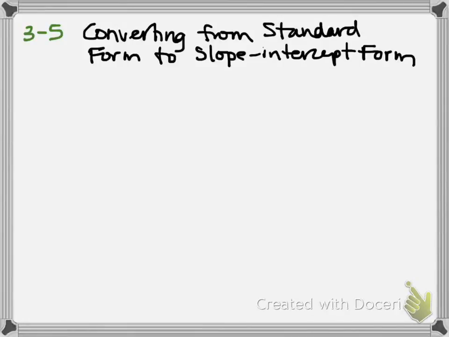So we're going to do one more part to lesson 3-5, and that's converting from standard form to slope-intercept form. So again, the last piece to our pennants. And I would probably say that Thursday, your only job after Thursday work would be to get your pennants all glued onto the string and moving on from there.